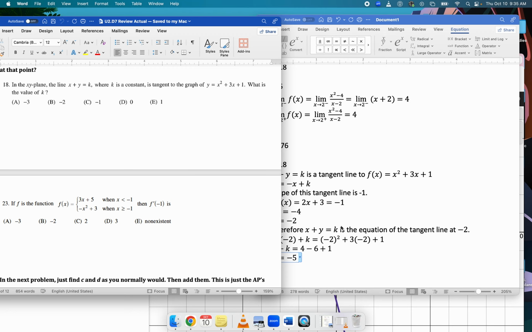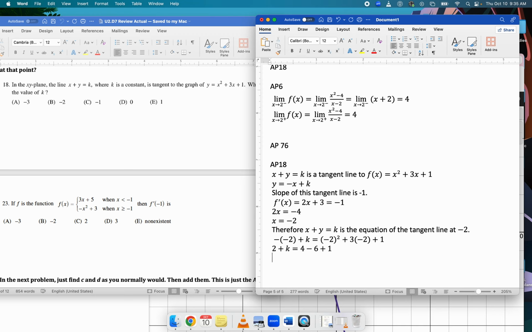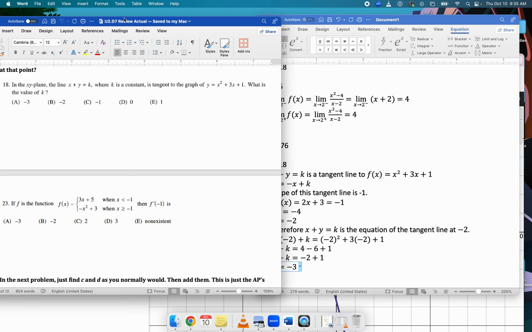Nope, I screwed up somewhere. Where did I screw up? Probably this last step, honestly. No, that's not the problem. Oh, because the opposite of -2 is not 4. That's just 2. So I've got 2 plus k equals -2 plus 1. So k is equal to, so that's -1, -3. Yeah, I think it's A. Cool.